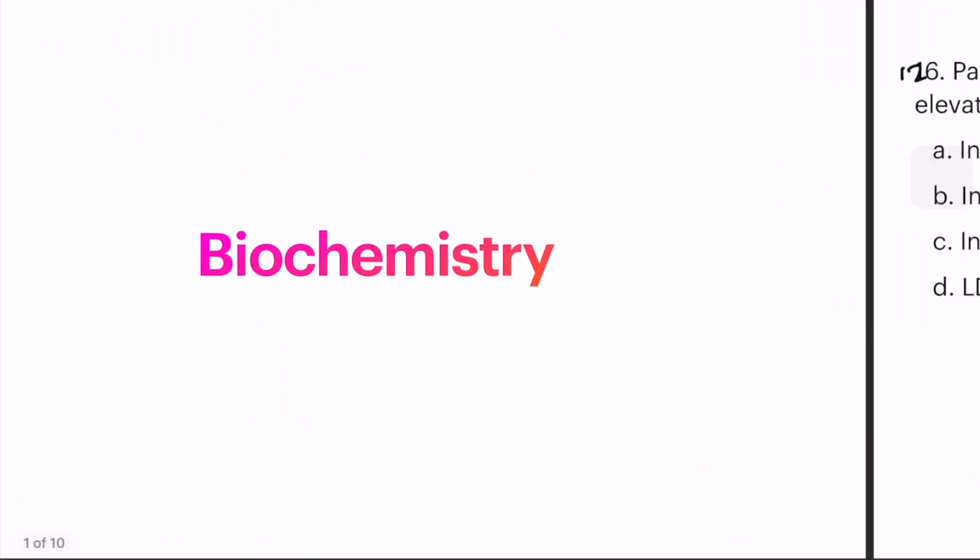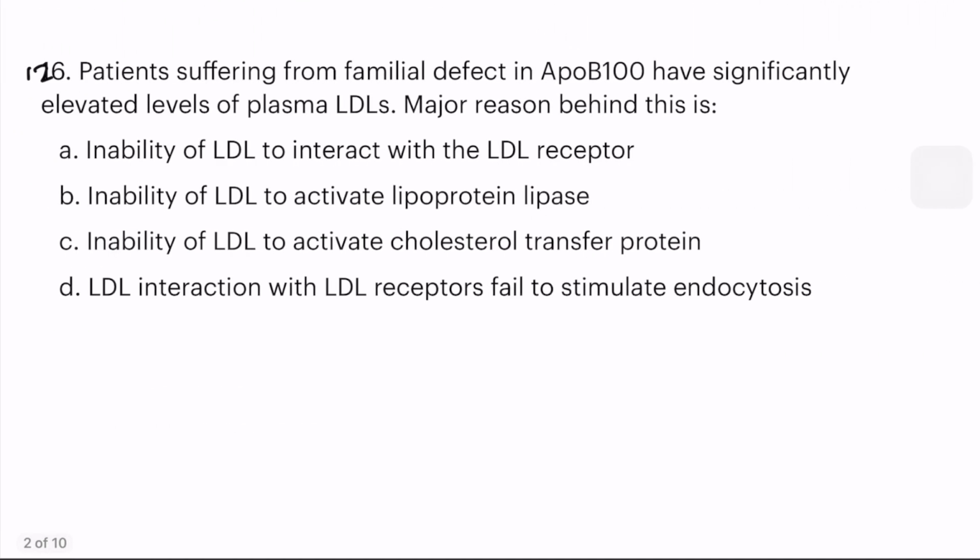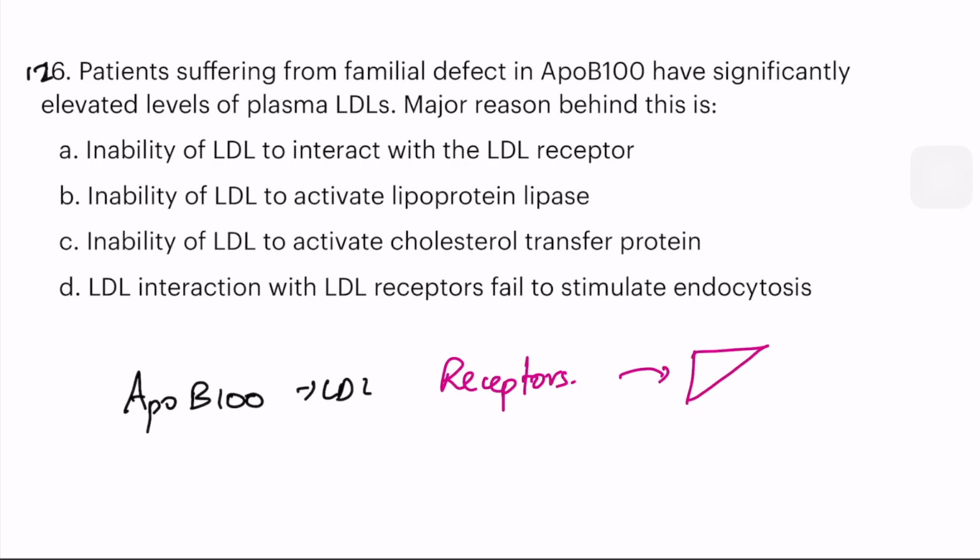Let's do biochemistry. Patients suffering from familial defect in ApoB100 have significantly elevated levels of plasma LDLs. Major reason behind this? What is the role of ApoB100 in an LDL? It forms the receptor binding domain. That is, it helps bind the receptors. So this helps in the LDL entering the liver.